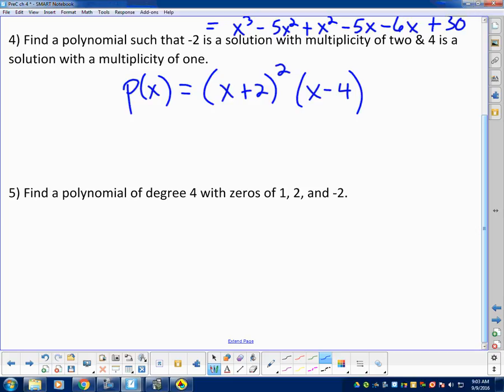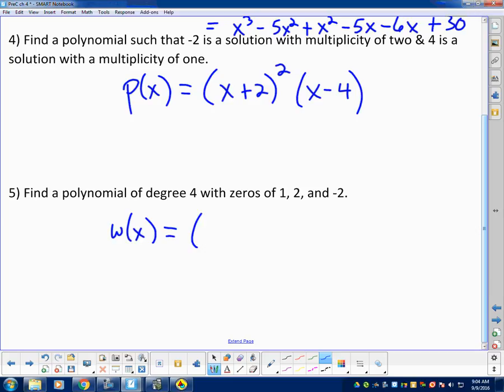And then this one, how about w of x? Find a polynomial of degree 4 with zeros of 1, 2, and -2. Oh, okay. So this would be a choose your own adventure. Because I only have 3 zeros, that means one of the zeros has to have a multiplicity that's even, that's 2. So which one do you want to pick?